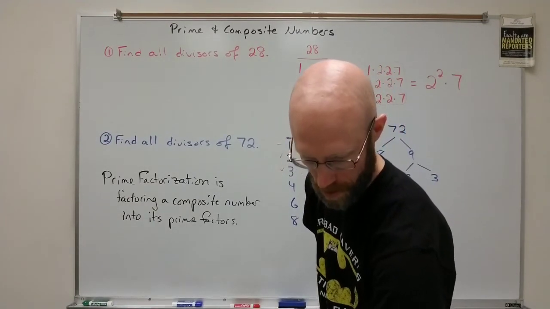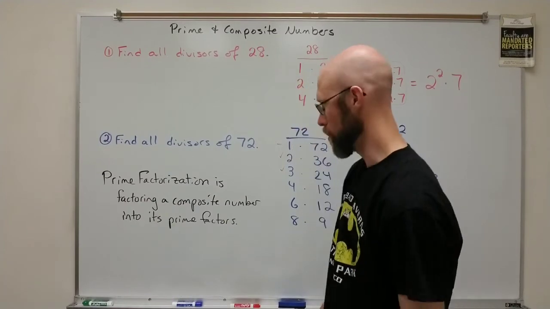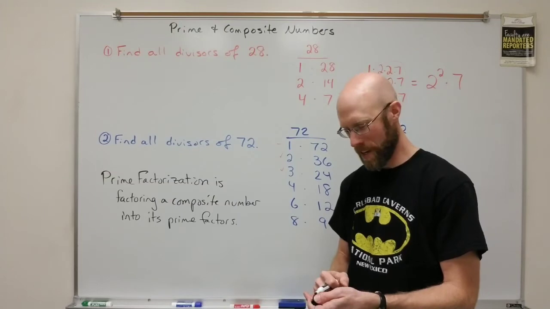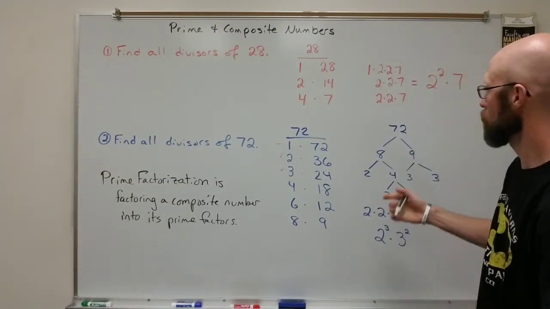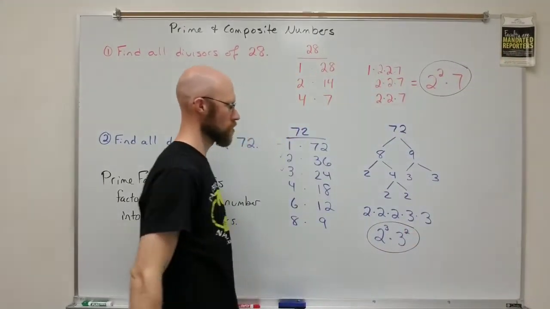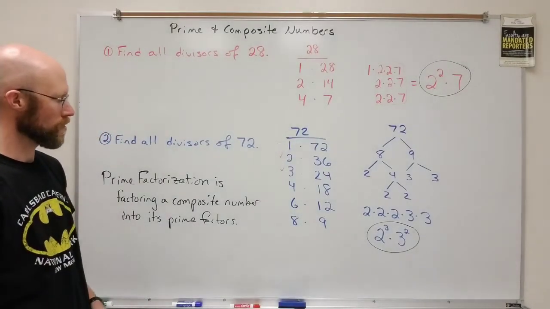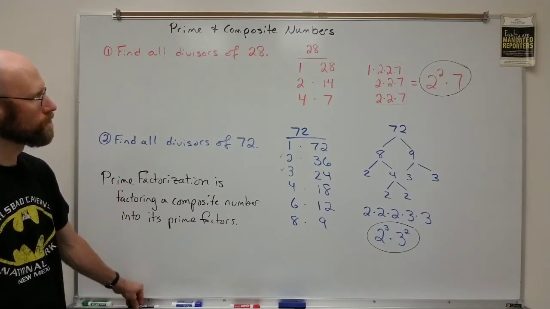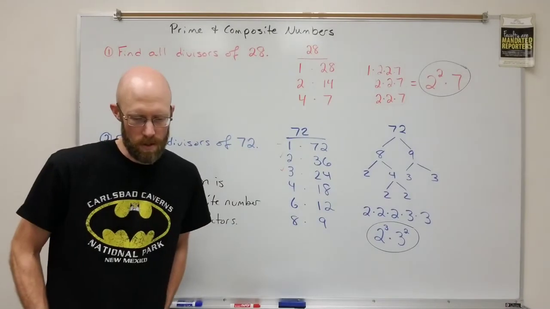Prime factorization, here we go. Expressing a composite number as a product of prime numbers. Okay. Expressing a composite as a product of primes. That is the prime factorization. Okay. So in our case, prime factorization here for 28 is 2 squared times 7. For 72, it's 2 cubed times 3 squared. Those are the prime factorizations. Okay. Yeah, I think that covers those.